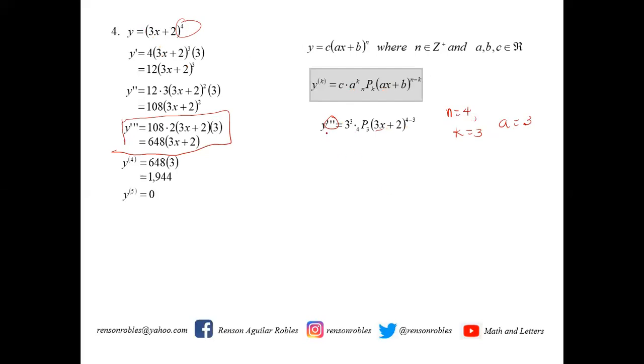And then the third derivative of y, or y triple prime, is equal to 3 raised to the third power times 4P3 times the quantity 3x plus 2 raised to 4 minus 3. And then simplifying, we have 3 cubed is 27, and then 4P3 is 24. Okay, and then times 3x plus 2 raised to 4 minus 3 is 1.